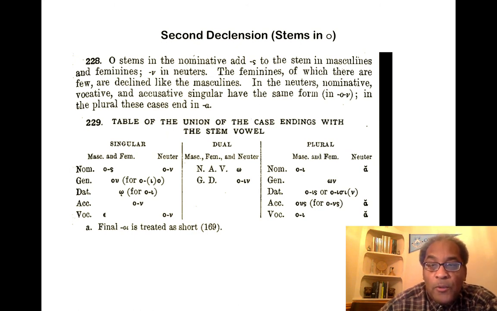Turning to the neuter plurals, you're going to have this alpha in all three cases, nominative, accusative, and vocative, and then the genitive and the dative will be identical to that in the masculine and the feminine. Okay? And we get this note that final omicron iota is treated as short for purposes of accentuation, long for purposes of prosody, or working off the scansion.